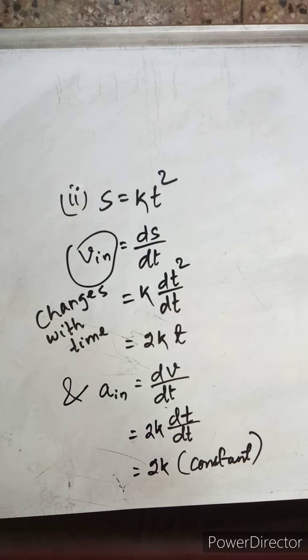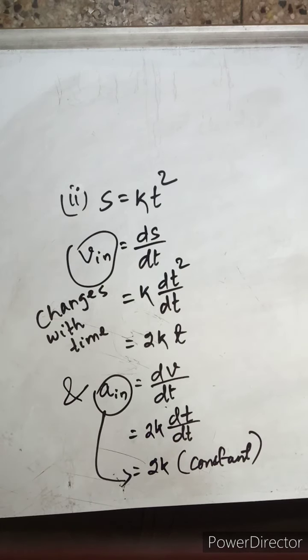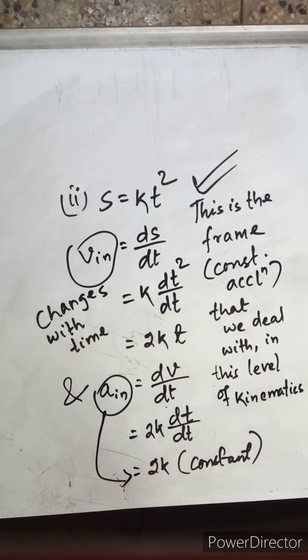Okay, the instantaneous velocity here is changing when s is equal to k times the square of t, and the acceleration is remaining constant. This is the frame of reference that we always consider. Yes, this is the constant acceleration frame of reference that we deal with at this level of kinematics. We always come across this.